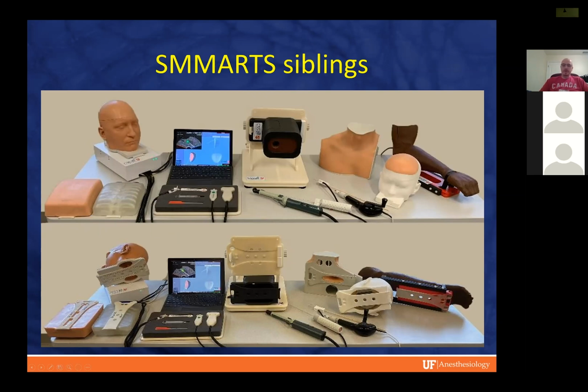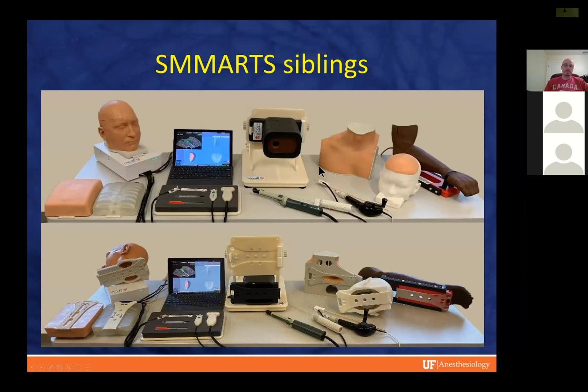If we start over at the other end here, this is an IV trainer that is in development that would be capable of letting us do both relatively superficial IVs in the hand and relatively deep IVs in the forearm, with and without ultrasound guidance. This one here, this sort of hemithorax, I guess, is a tool for training in central line placement. Both internal jugular and subclavian central lines can be taught with this machine.